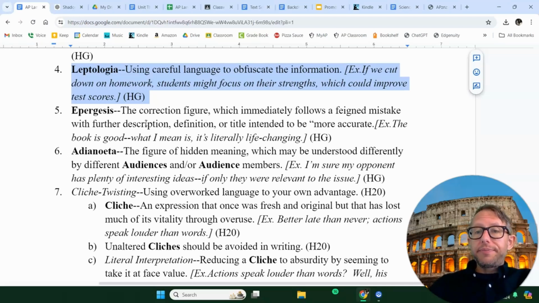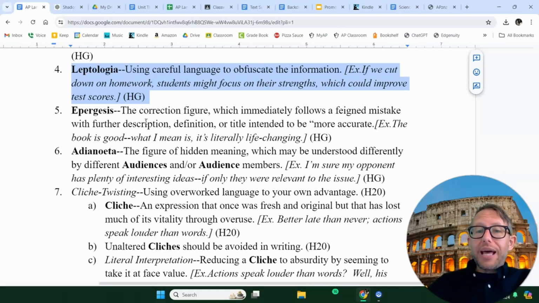So in this case, everything sounds fantastic. I mean, yeah, we want test scores to improve. We want students to focus on their strengths. Yeah, all those are desirable. But it doesn't really take into account the fact that cutting down on homework may also make test scores worse. Or more homework might actually improve test scores.